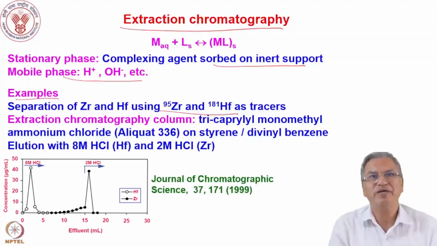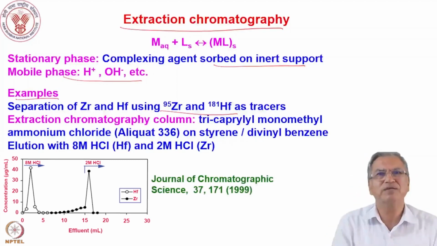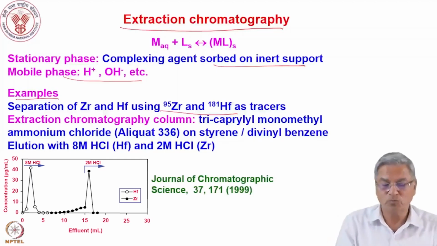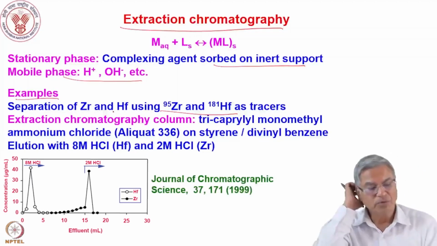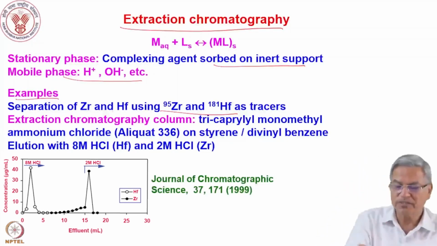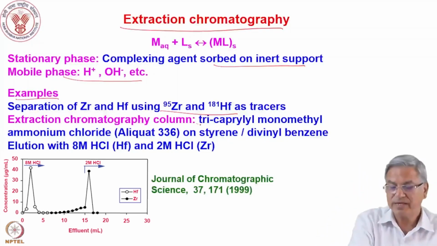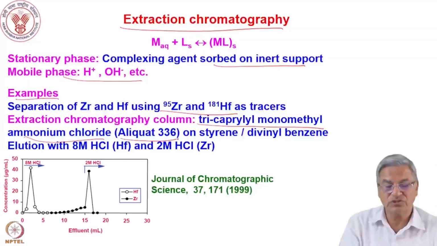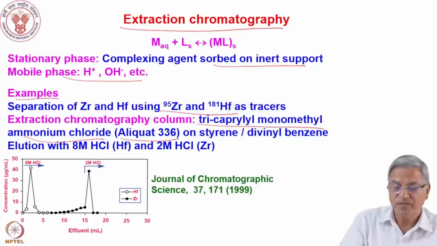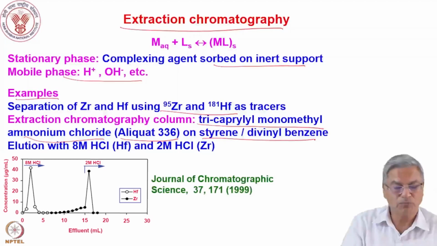Zirconium and hafnium are chemically very similar because of their similar ionic radii and being in the same group. You can separate them using extraction chromatography. This is one example: the tricaprylyl monomethyl ammonium chloride, called Aliquat 336, is an extractant adsorbed onto a solid support.